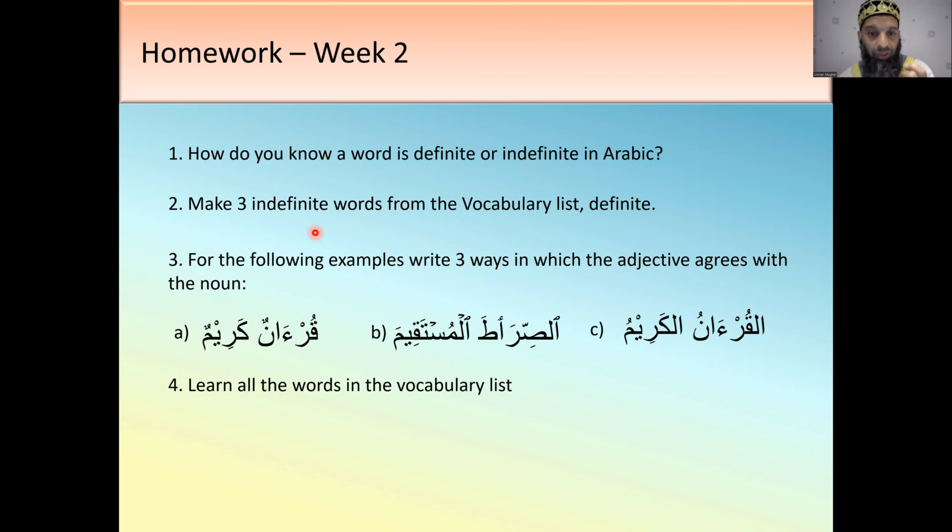Make 3 indefinite words from the vocabulary list definite. So you're going to get 3 words that don't have an alif in front of them, and you're going to write them down with the alif in front of them, and then you have to knock off the double ending. Talk about somebody who's giving you the answers. For the following examples, write 3 ways in which the adjective agrees with the noun. We've been covering that today. And lastly, learn all the words in the vocabulary list.